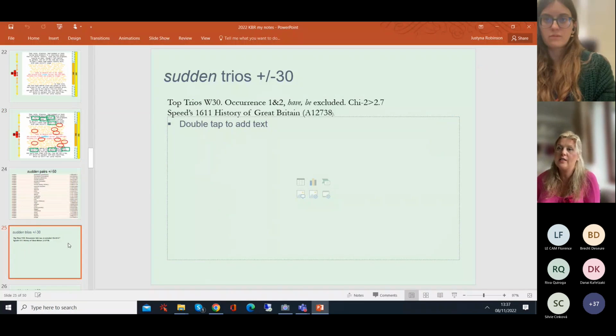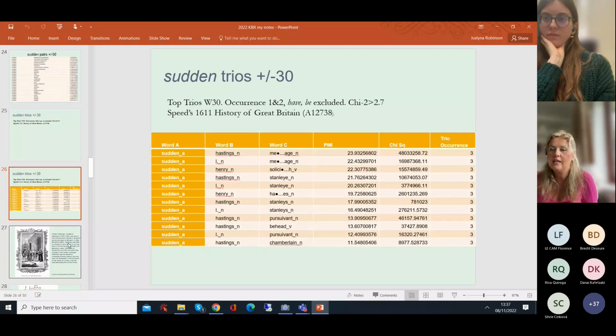I want to show you trios with "sudden." For this, I use a slightly different text. I wanted to see what the trios for "sudden" are in Speed's History of Great Britain. This was published in 1611. And I looked at different window levels. I looked at window plus minus 5 and 10 and 30. But I wanted to show you what the output looked like.